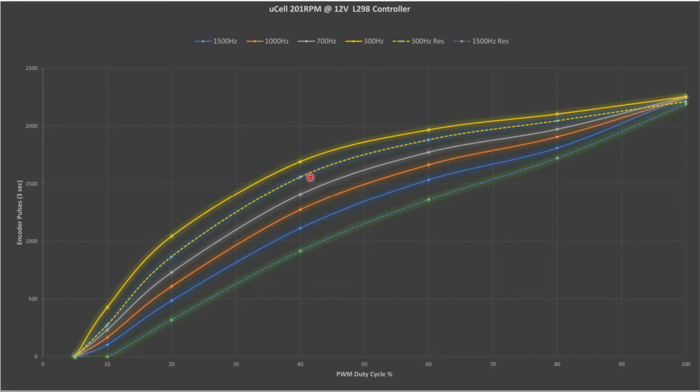So again, it's going to be really hard to compute a specific speed based on the resistance the motor's seen and the frequency it's getting.